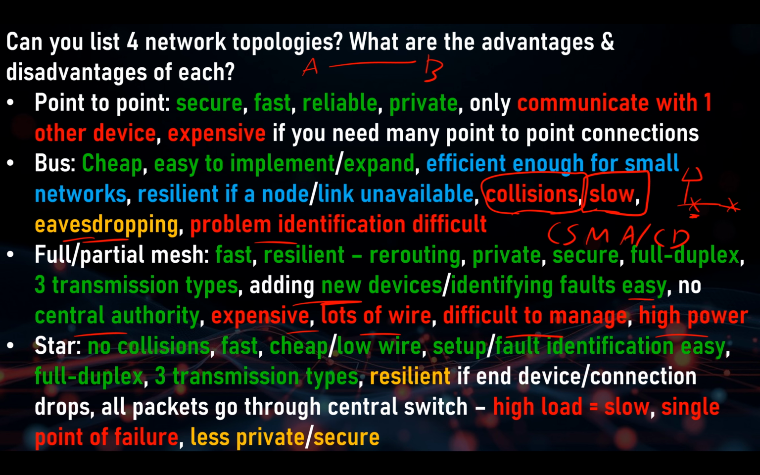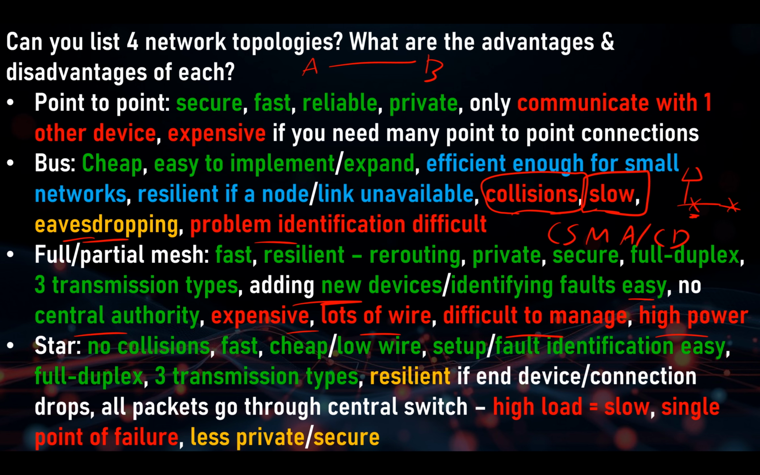Right then, finally, star. If you remember, star is what's used most commonly in real life. The reason for that is there are quite a few advantages, and the disadvantages are quite minor. So with star, there's going to be no collisions, because you have a direct connection with the central switch. It's going to be fast, again because of that direct connection. It's going to be relatively cheap, using a relatively low amount of wire, although I think they do say it uses more wire than the bus network. Setup for identification is easy because we just connect the devices to the central switch. It's going to be full duplex again, with 3 transmission types: unicast, multicast, broadcast.